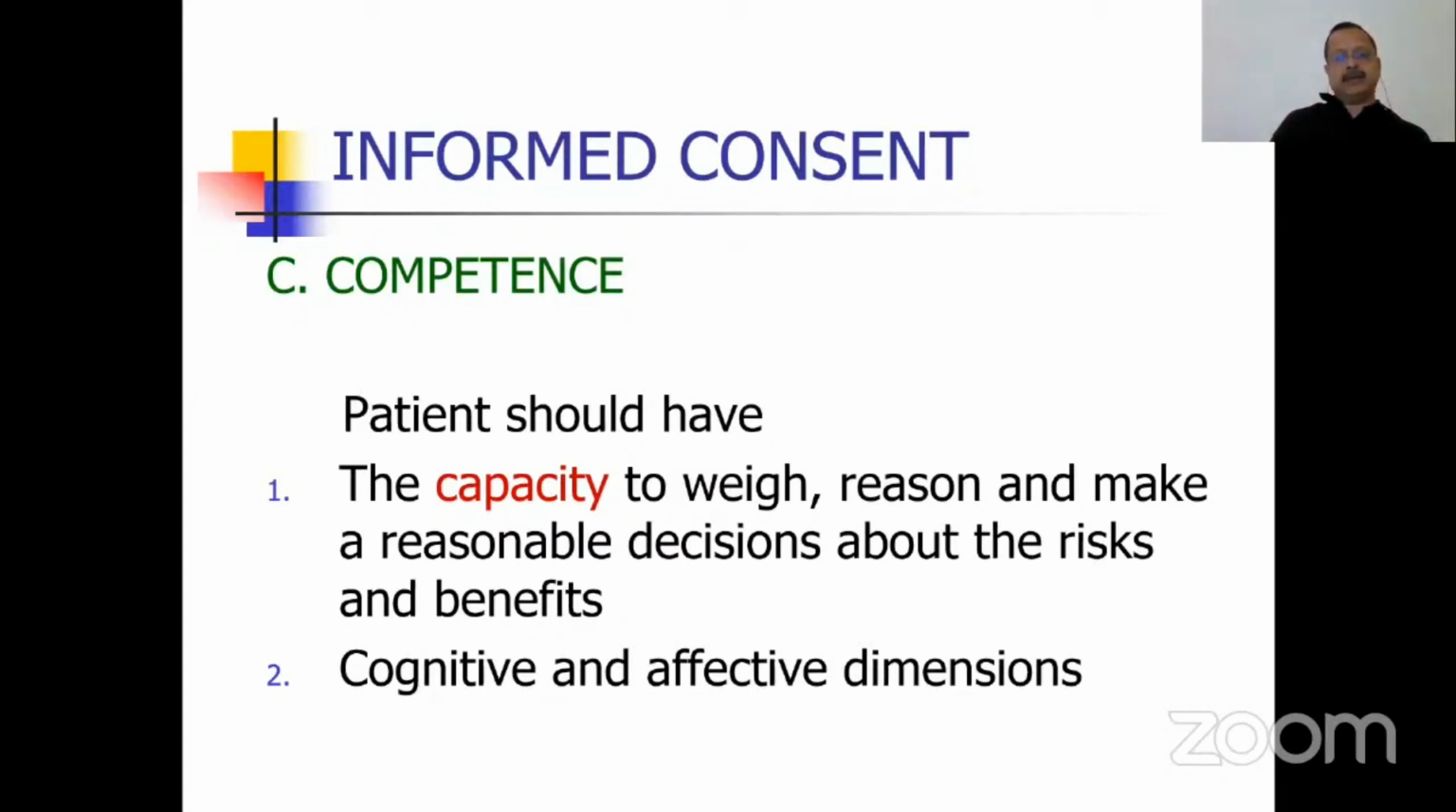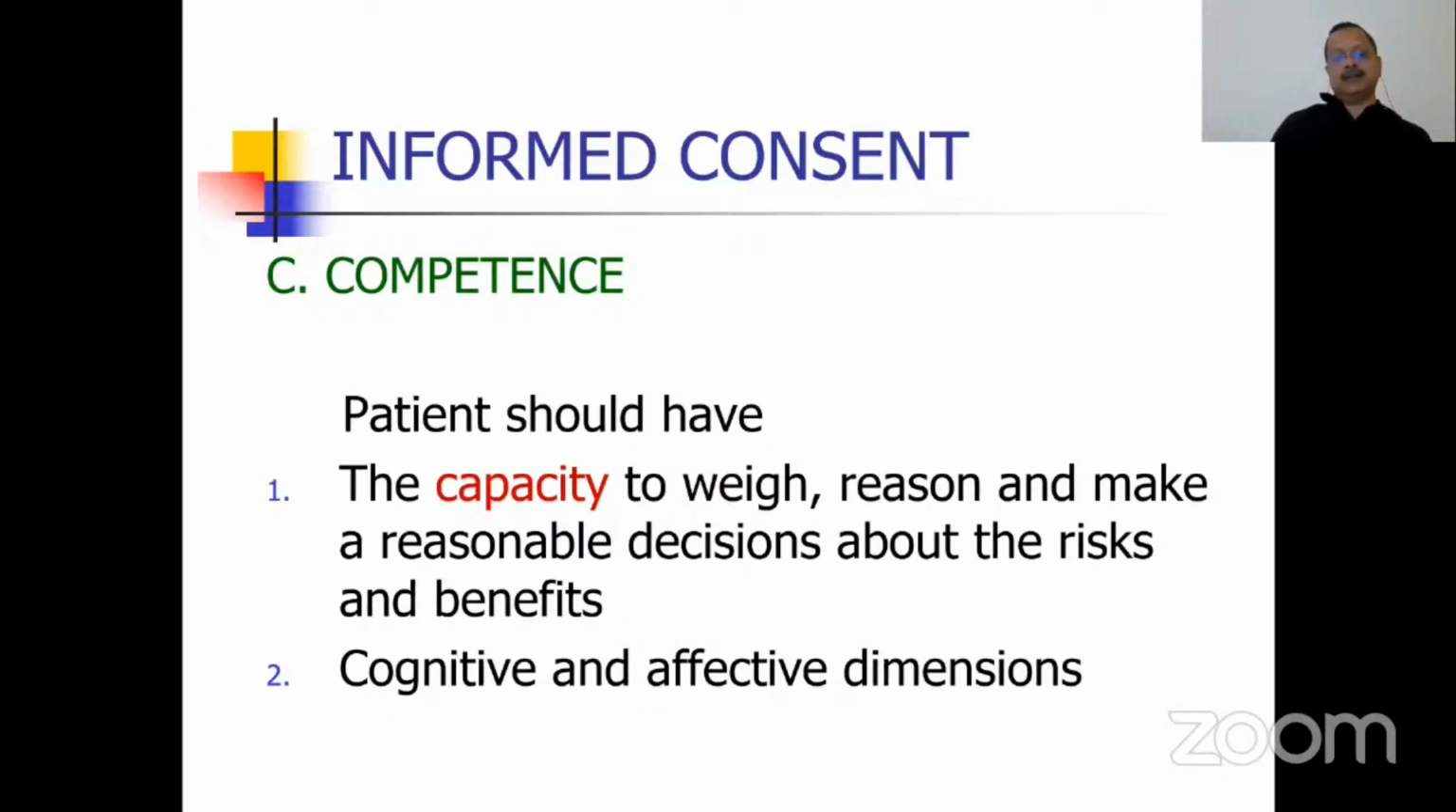And this person should have the capacity to weigh reason and make reasonable decisions about the risks and benefits. That's what the law assumes: that a person will not have the capacity to weigh and reason and make a rational, reasonable decision if he's below the age of 18. And needless to say, it has both cognitive and affective domains.